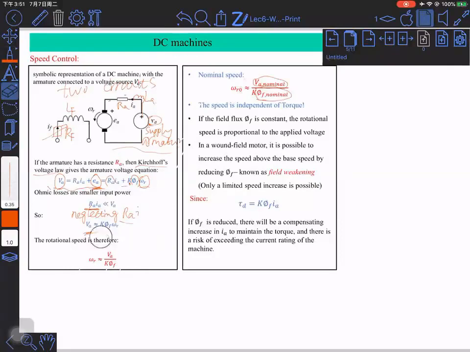Do you think this is physically meaningful? I mean, do you think this is physically true for a DC electric machine? Think about this. I have to say, this is only an approximation. It is not really true because you have ignored the resistive voltage drop, right? And that's the reason why the speed is independent of the torque.